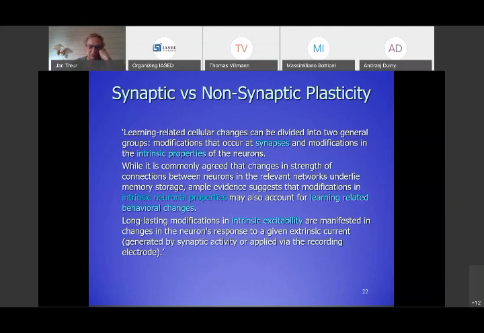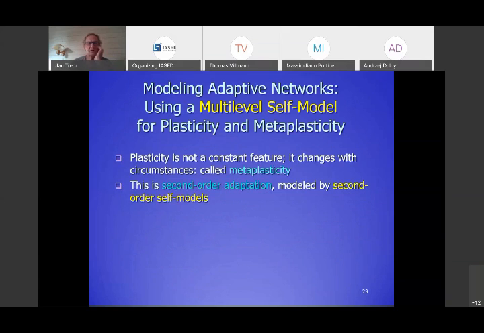This is a quote from Chandra and Barkai, and they point out that, yeah, there is also, of course, plasticity of the synapses, but there is also plasticity of the intrinsic neuronal properties, like the intrinsic excitability. And they also play an important role in the learning related to behavior, for example. So therefore, also in networks, you want to consider more than only the connections if you want to consider adaptive networks. So that's a thing that will also be included in the example that will come soon.